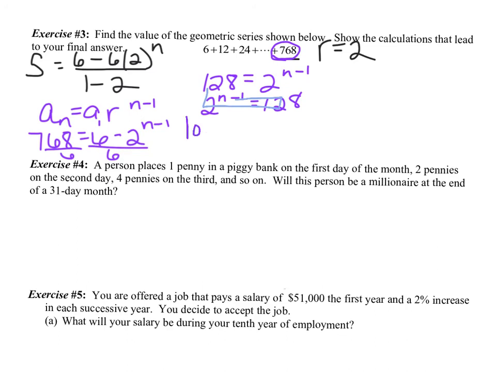So I hit the 2 first, so I'm going to do log base 2. I hit the 128 second, and then the last thing I hit with that funky looking G or L was n minus 1. All right. Now my n is not alone, so I'm going to add 1 to both sides.